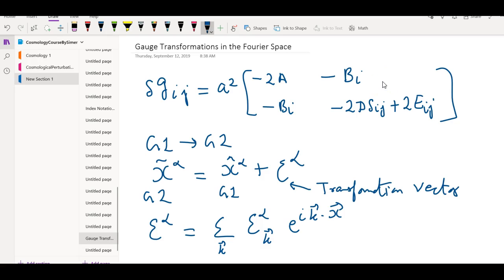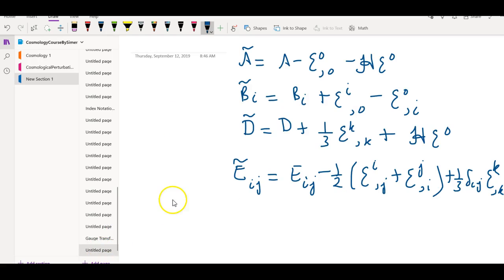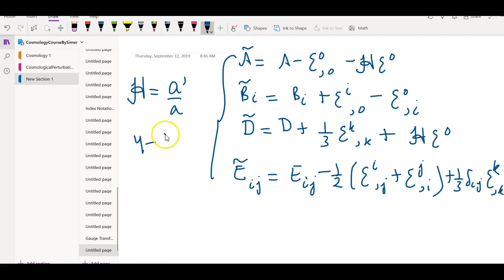Now let us look at the gauge transformation of these perturbations in the Fourier space. These are the equations which we have seen earlier. So the scalar A transforms according to this equation: A tilde is equal to A minus xi 0 0 minus h xi 0, where this h is A prime by A. These are the gauge transformation equations in space-time.